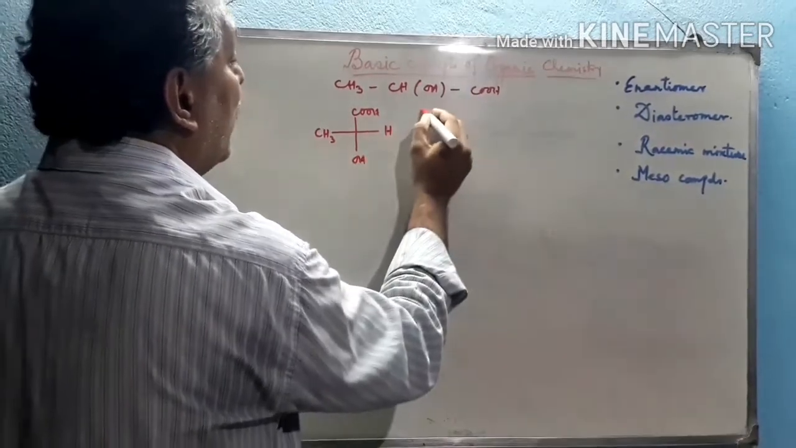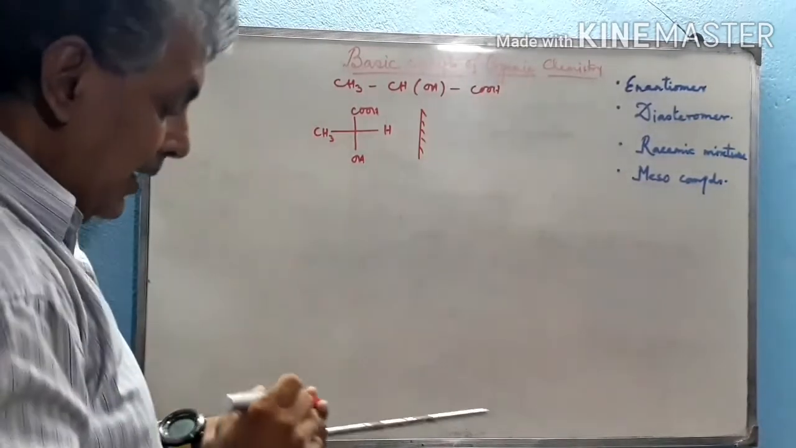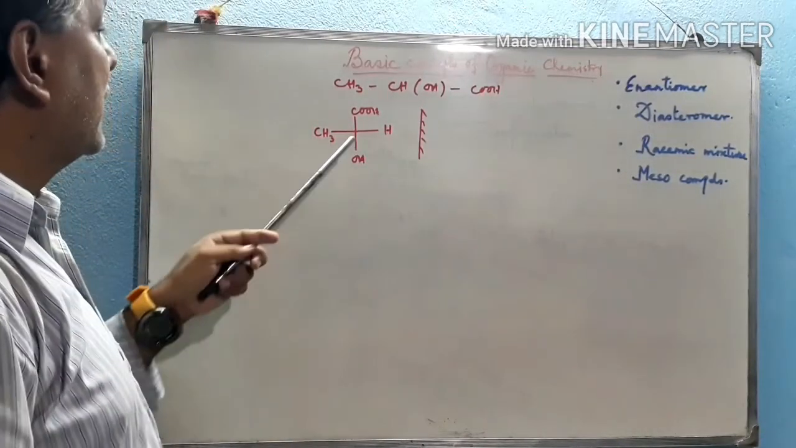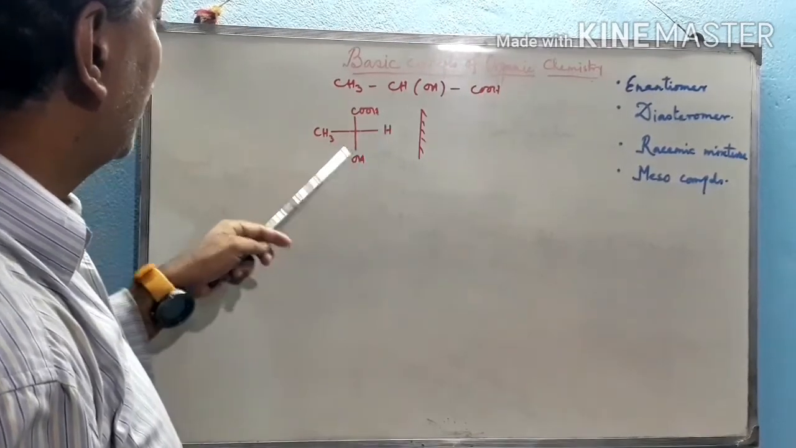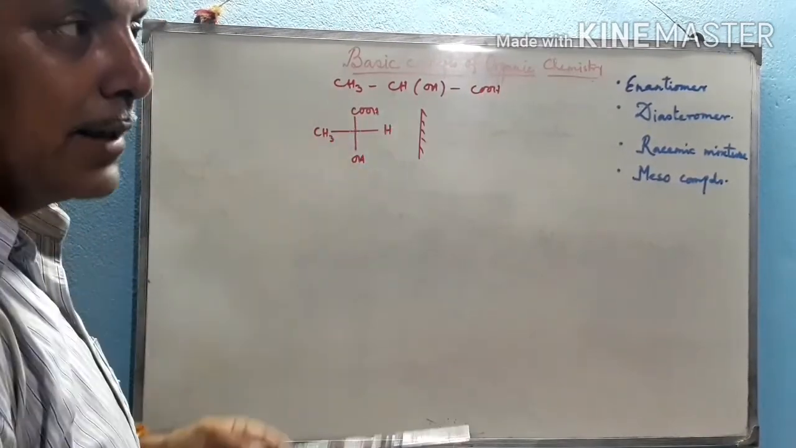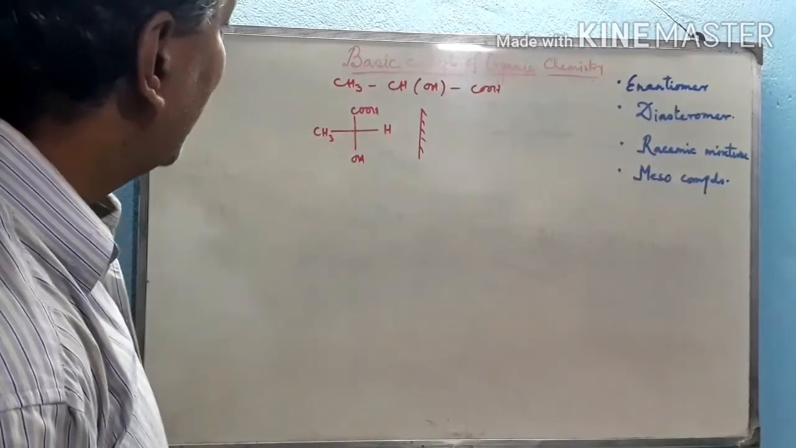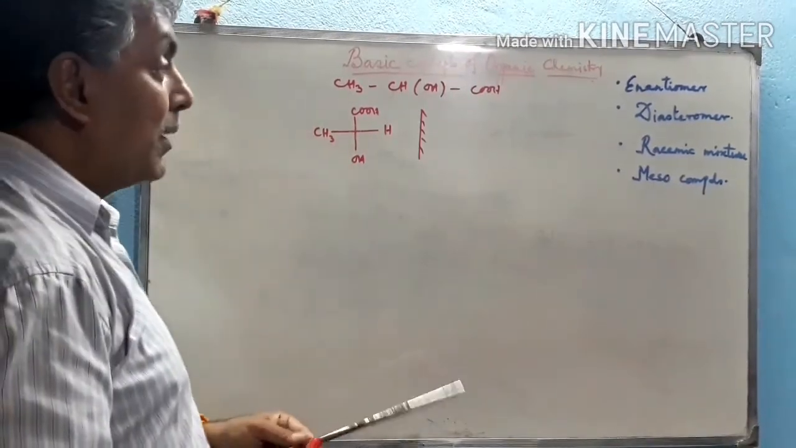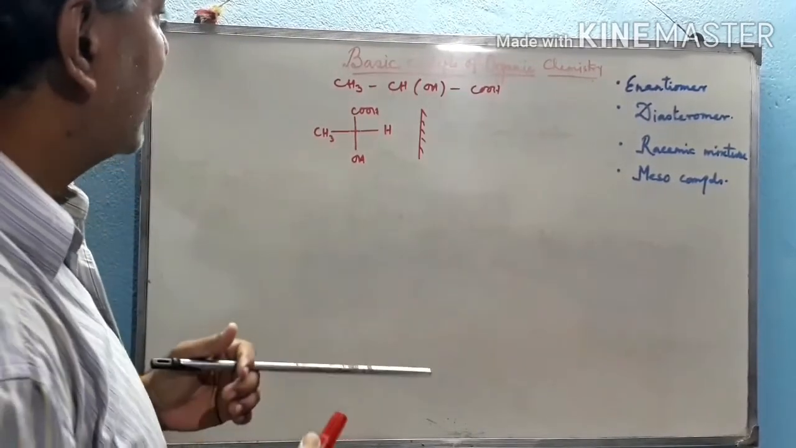Suppose if we draw, then you can see this structure. This is the lactic acid structure. See this carbon attached with four different groups or atoms. That's why this is a chiral center. This carbon is chiral. Chiral means optically active compound, maybe. Now we have to see the other two conditions.